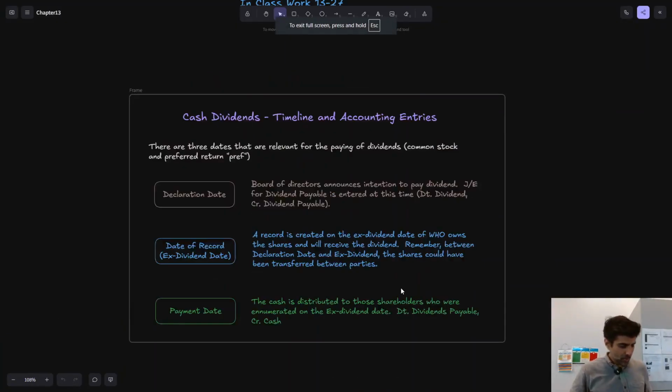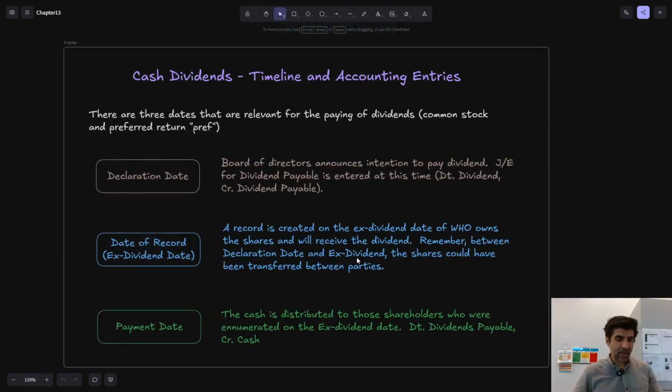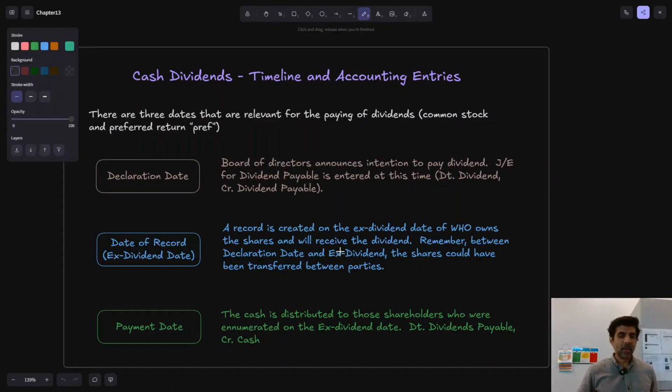So now we're going to talk about dividends. The added information on dividends that we didn't really talk about is that there's a specific timeline for how dividends are paid. There are three relevant dates for when dividends are paid. Again, this is for cash dividends.